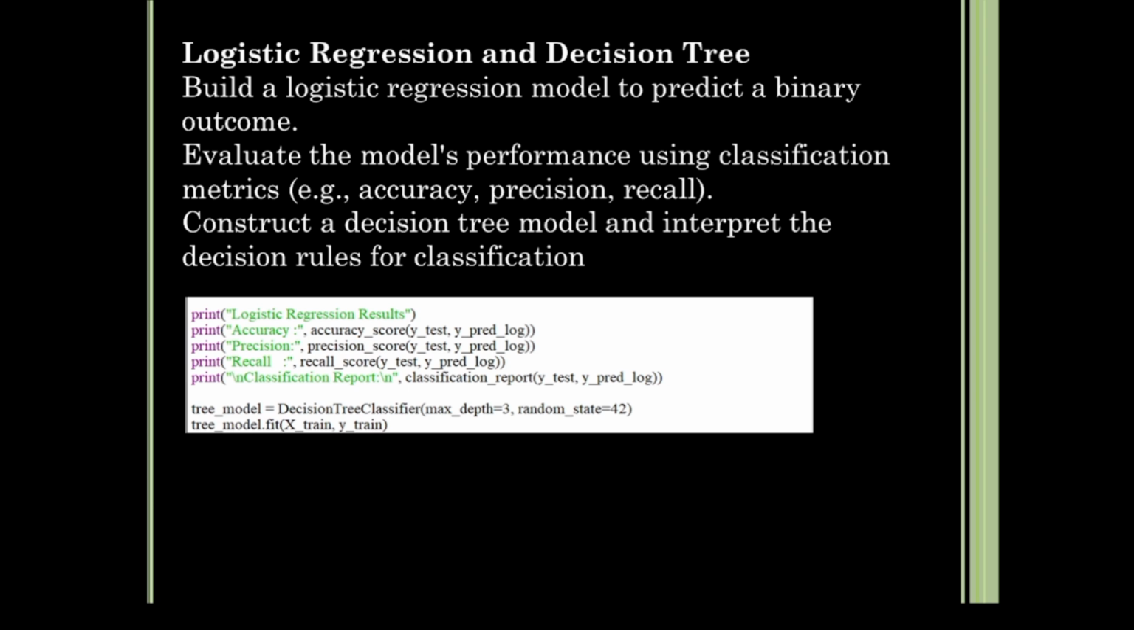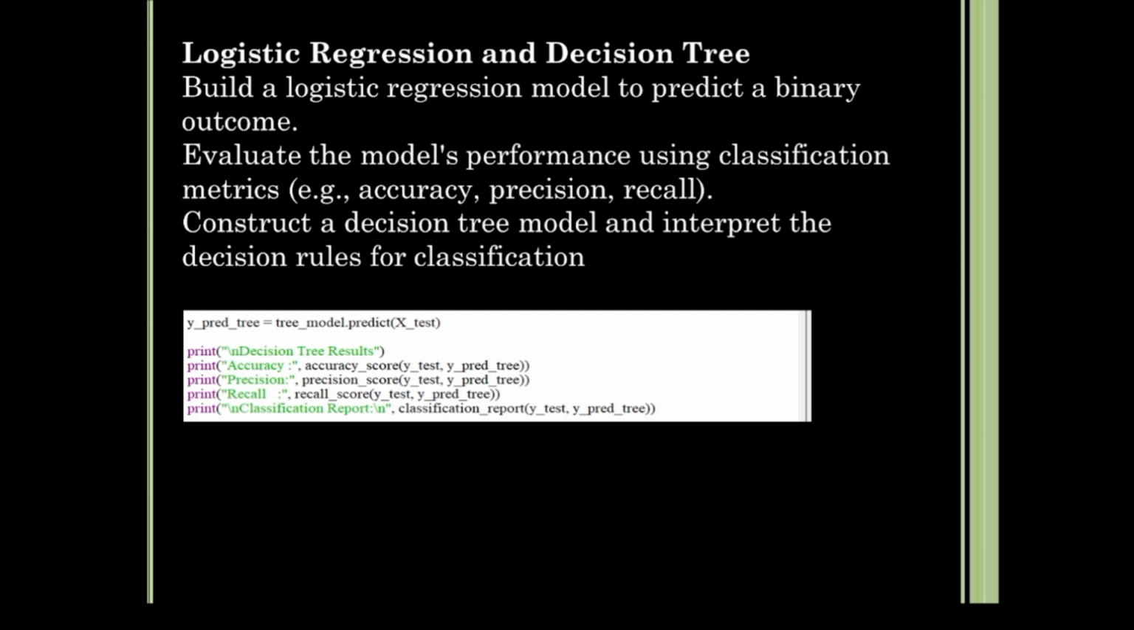Next we have tree_model is equal to DecisionTreeClassifier, max_depth is equal to 3, random_state is equal to 42. This creates a decision tree model where max_depth is equal to 3, so the tree can grow only 3 levels, which prevents overfitting. Then we have tree_model.fit(X_train, y_train). This trains the decision tree on the training data. Next is y_predict_tree is equal to tree_model.predict(X_test). This predicts the test data.